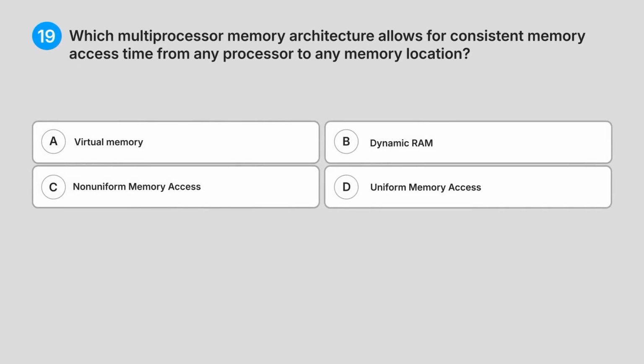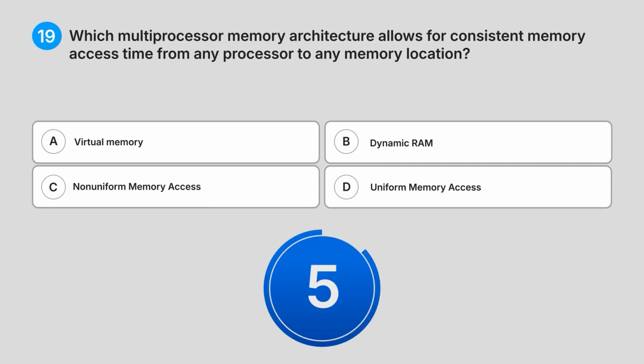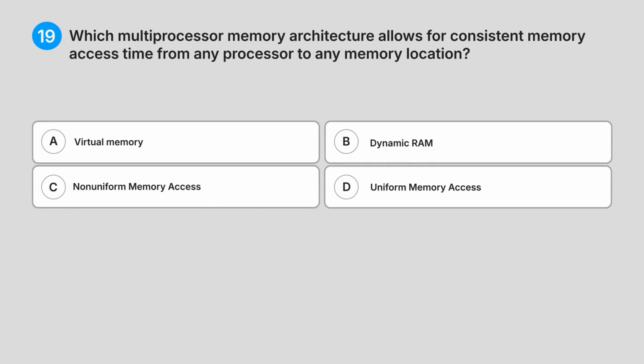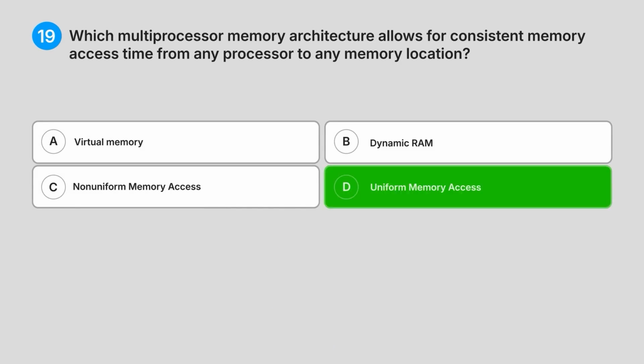19. Which multiprocessor memory architecture allows for consistent memory access time from any processor to any memory location? A. Virtual memory. B. Dynamic RAM. C. Non-uniform memory access. D. Uniform memory access. What do you think is the answer? Correct answer, D. Uniform memory access.